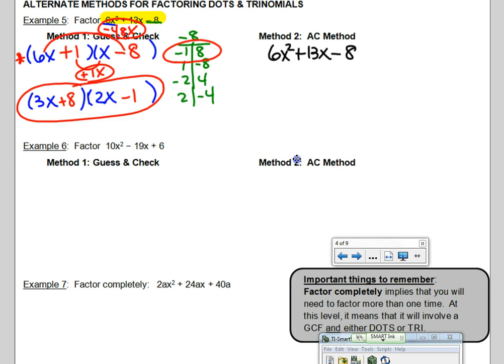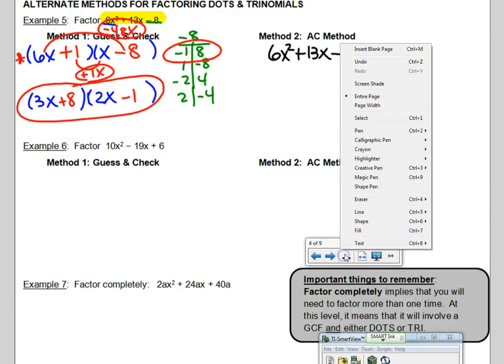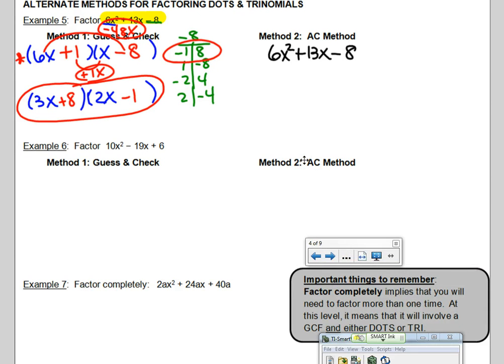Okay, so for this process, it's kind of like what we did, but better. What we're going to do is not even start with parentheses. We are going to first multiply what's called the A number and the C number. The letters go in order, A, B, C. So the A number is 6 and the C number is -8. And you're going to multiply 6 times -8. That's why we call it the AC method.